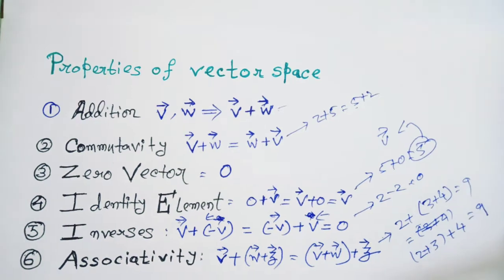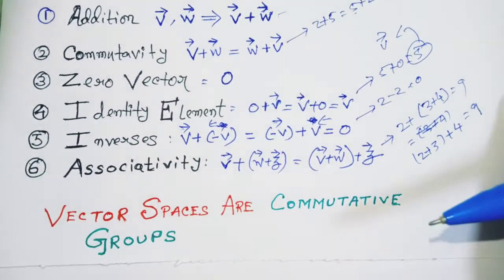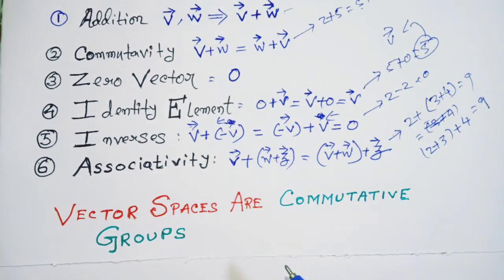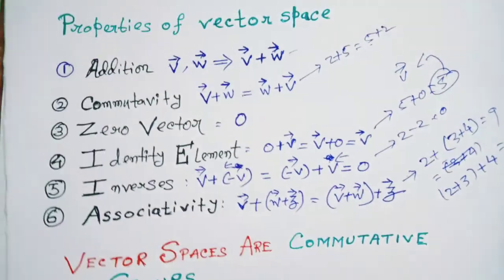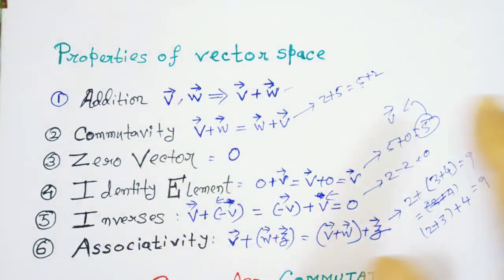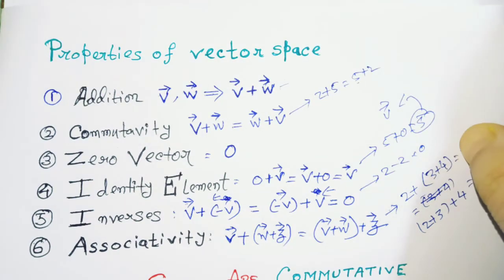Right. So we can summarize this: vector spaces are commutative groups. In one way, vector spaces are commutative groups. But we have to find out that vectors are even more than this. So we will start with an example. This part I think is quite clear from the properties. I have shown it with real numbers, which actually matches with the vector. So what do we mean by more than this? Okay, here we are.